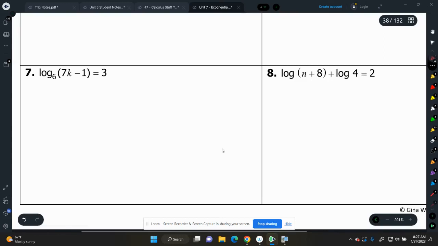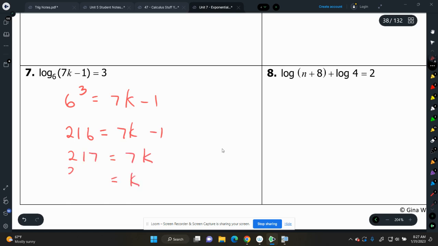So this one does not have a log on both sides, so we can't ignore it, right? When there's a log on one side, we're going to change it to exponential form. So this we're going to change to 6 to the third equals 7k minus 1. Okay, 6 to the third is 216. Adding 1, so that's 217 equals 7k. So k equals 217 over 7.